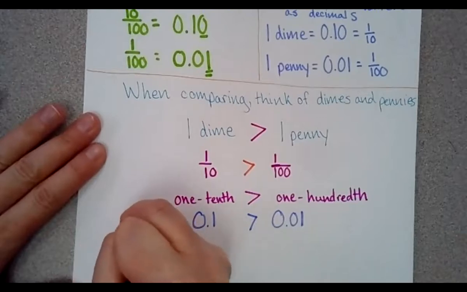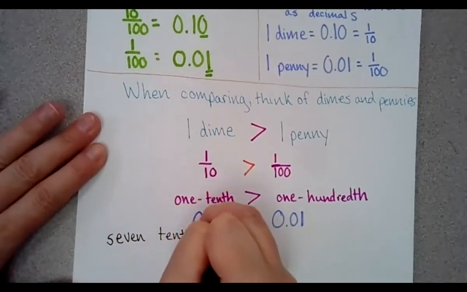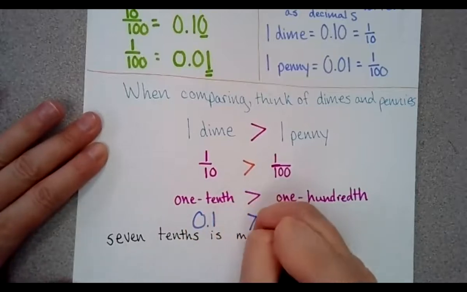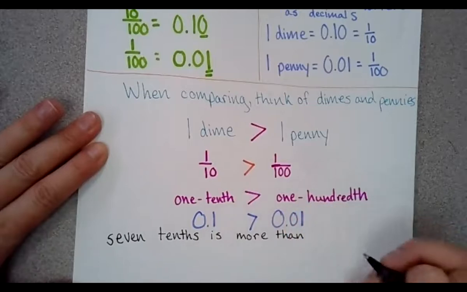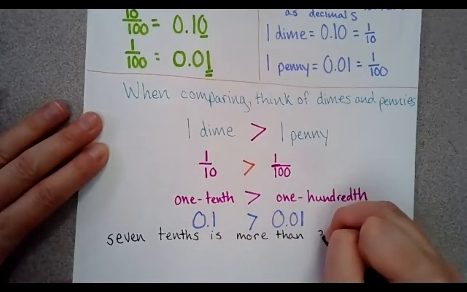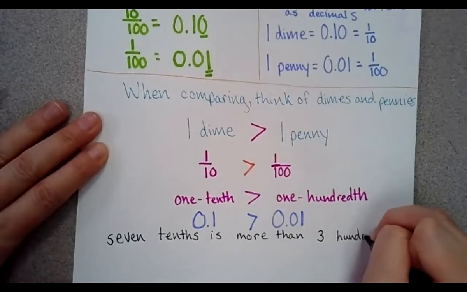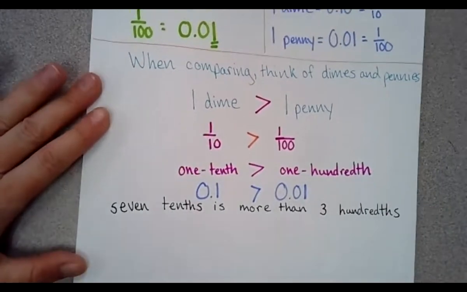I want you to write 7/10 is more than 3/100ths. And I'm going to show you how you can make this work for yourself.